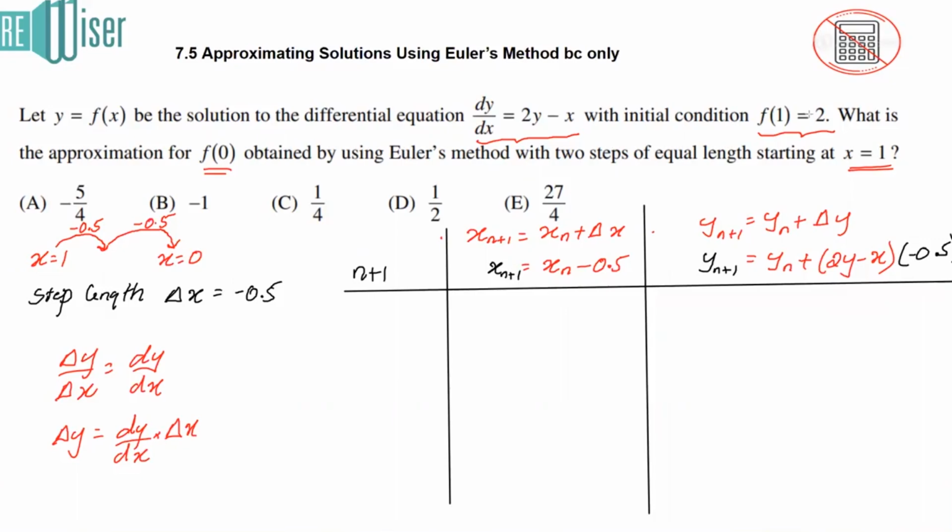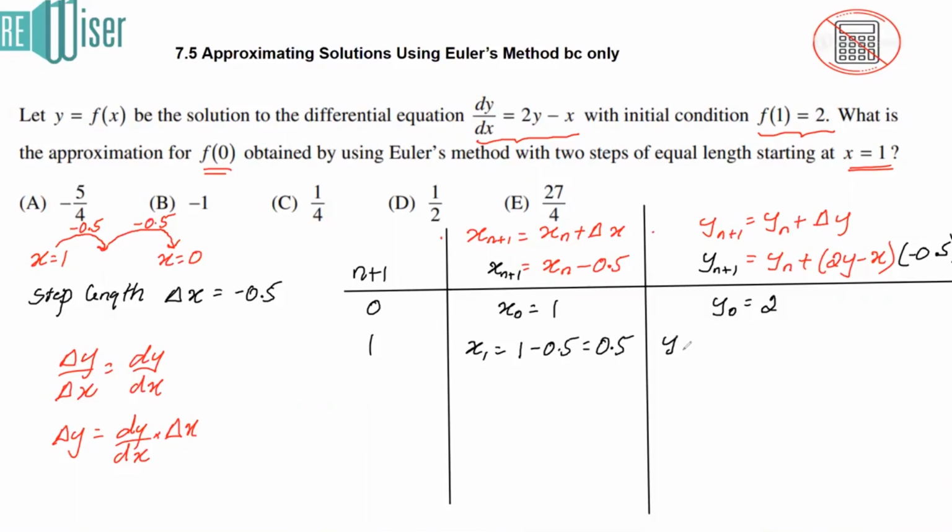So when I take n+1 as 0, I'll be getting x0, the initial value, which is 1, and y0, which is 2. And when I take n+1 to be 1, that's basically x1, which is x0, which is 1, minus 0.5, which is just 0.5.